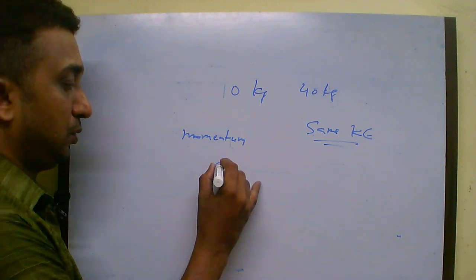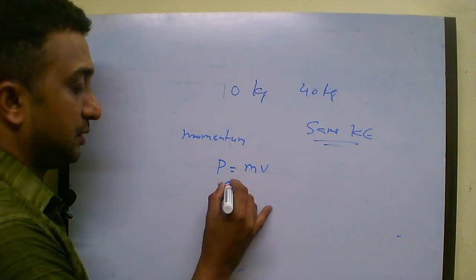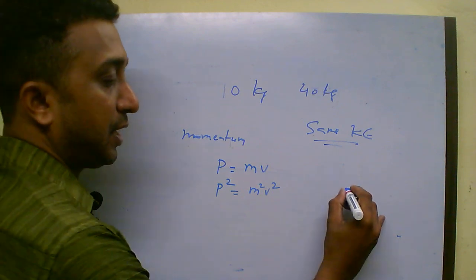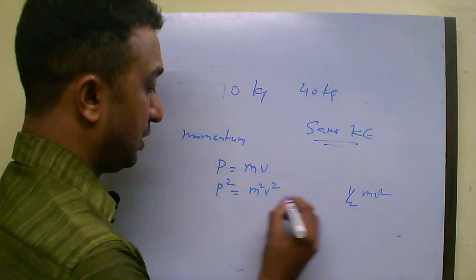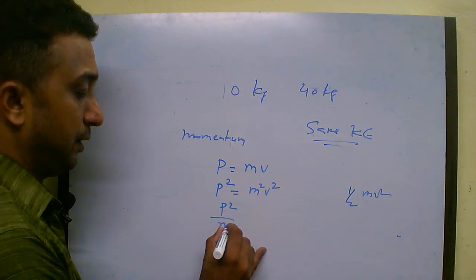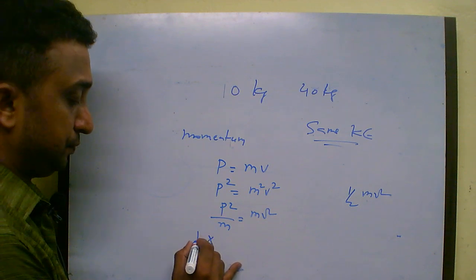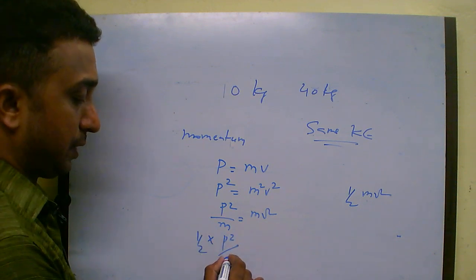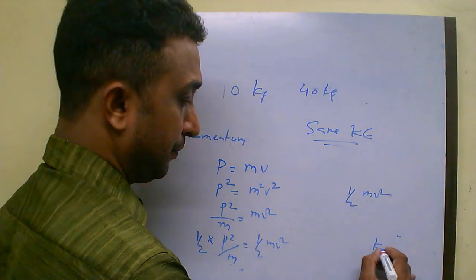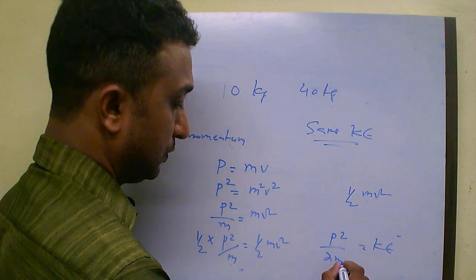See, as we know, momentum is equal to mass times velocity. So if I make the square of this, p squared will be equal to m squared v squared, and I know kinetic energy is half m v squared, so I will try to make this right hand side like that. So p squared by m will be equal to m v squared. Multiply both sides with 1 by 2: 1 by 2 p squared by m is equal to half m v squared. So kinetic energy is equal to p squared by 2m. So this is the relation.